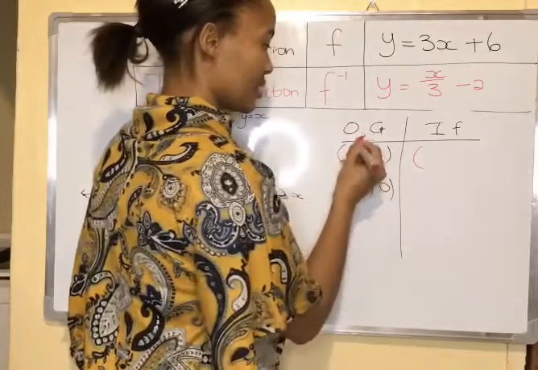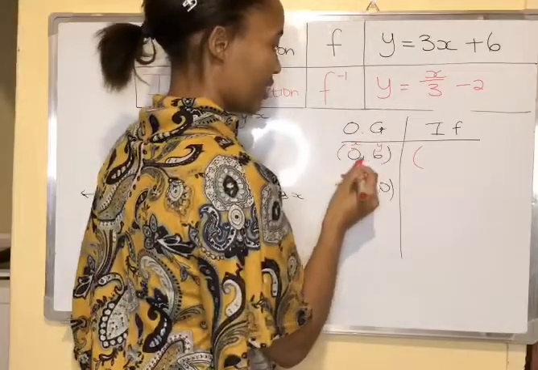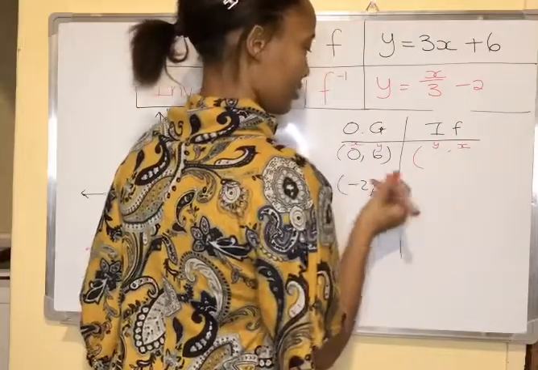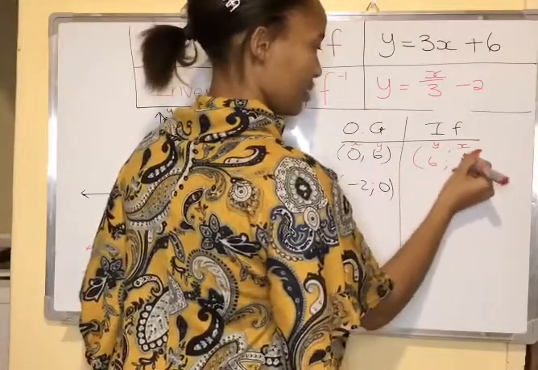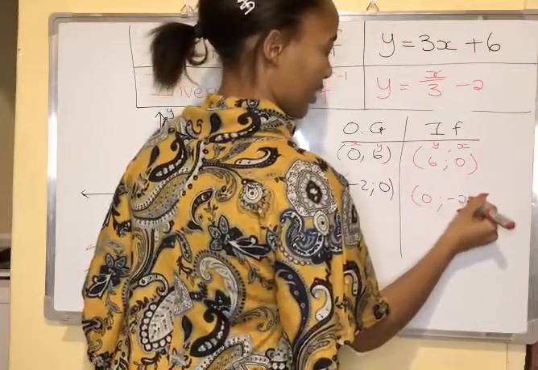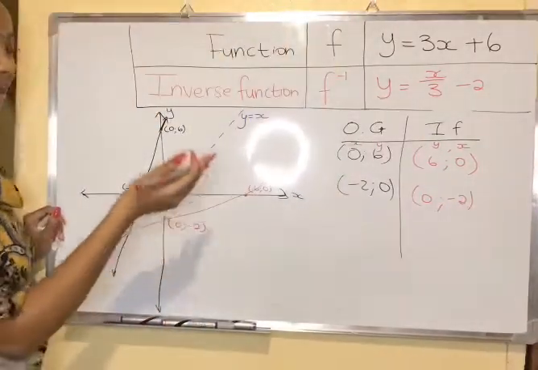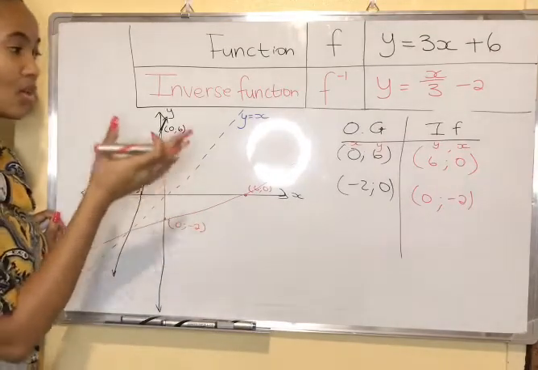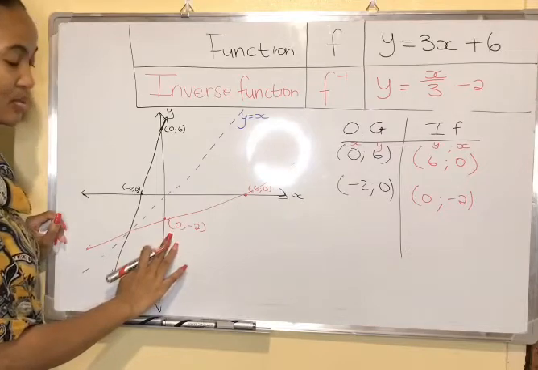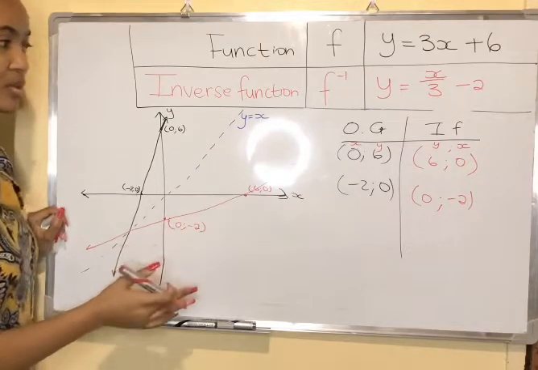So remember, this is our x and this is our y. So we just swap them. It has to be y and x. Then we're going to say (6, 0) and (0, -2). Coming back to our graph, we have the exact same coordinates: our (0, 6) and our (-2, 0), and (0, -2).